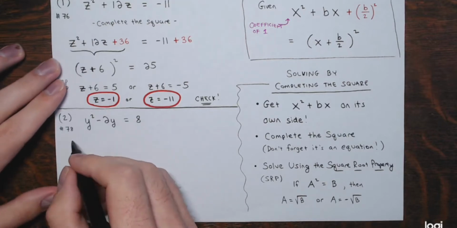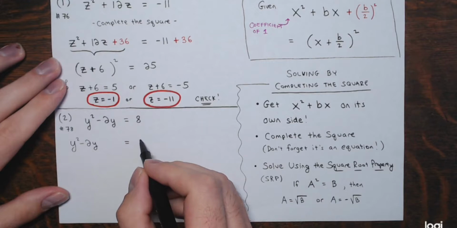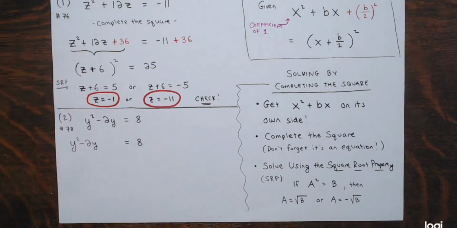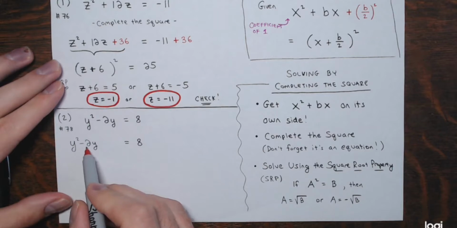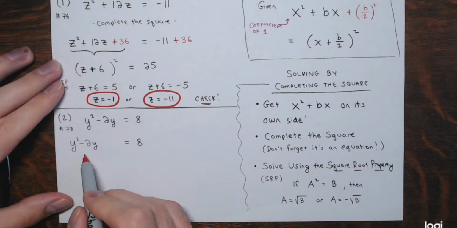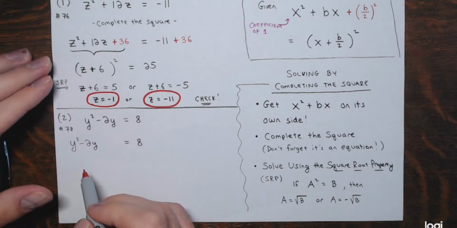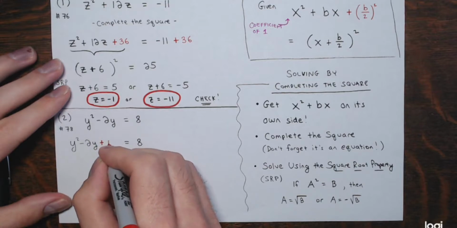Then I complete the square. So we have y squared minus 2y. I'm going to leave a little space for what we're going to add to complete the square, equals 8. And then what gets added? Remember, you take half the linear coefficient. So half of negative 2 is negative 1. But then you square that, right? Negative 1 squared is positive 1. So I'm going to add 1.